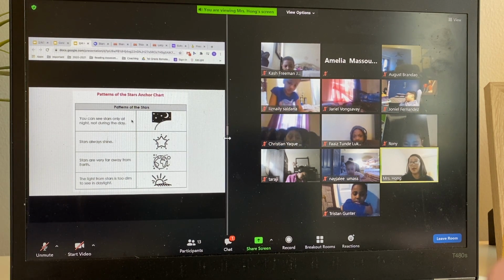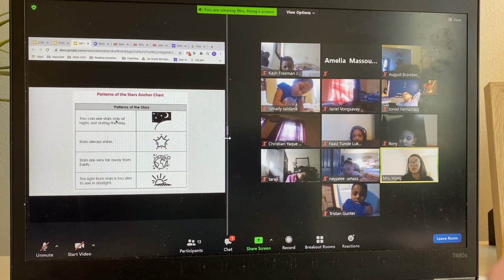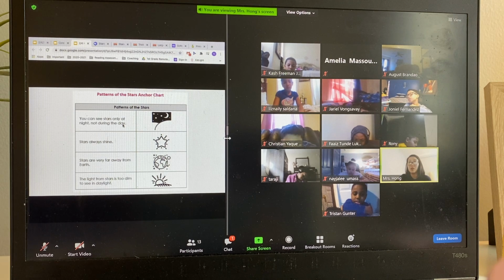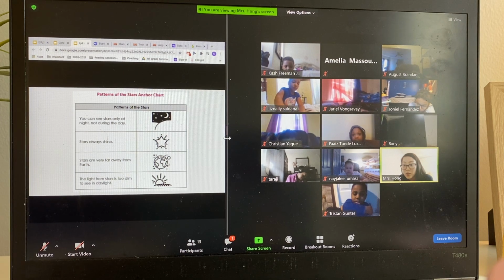First, look at this picture and the first words in the first box. It says, you can see stars only at night, not during the day. This is something that's true about stars, and it happens over and over and over again. It's a pattern of the stars. You can see stars only at night and not during the day. So what do we know about stars from that point right there? When can we see stars?